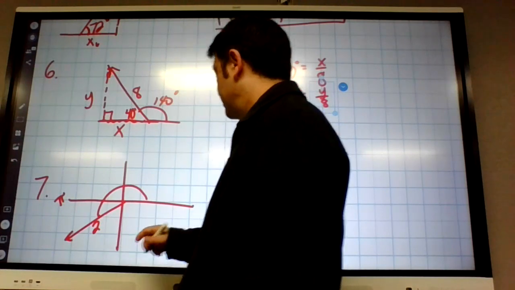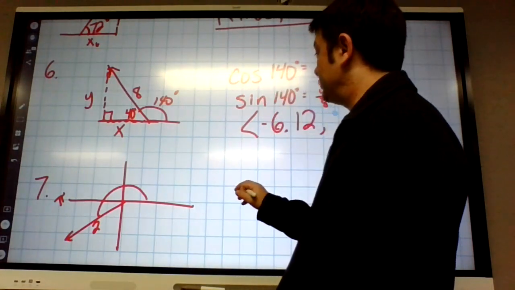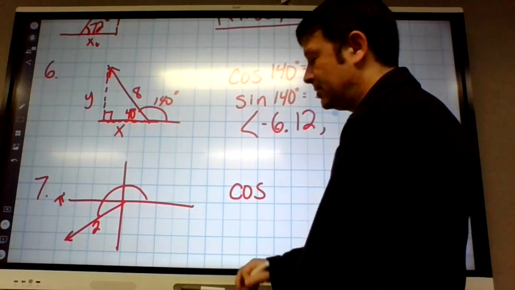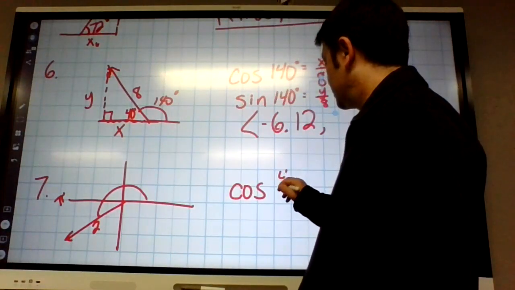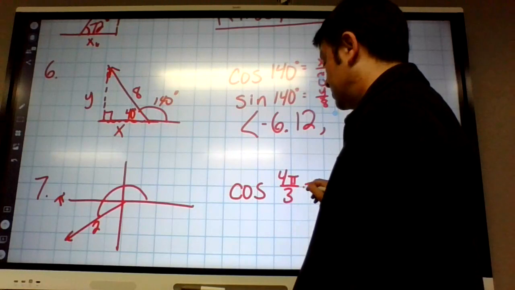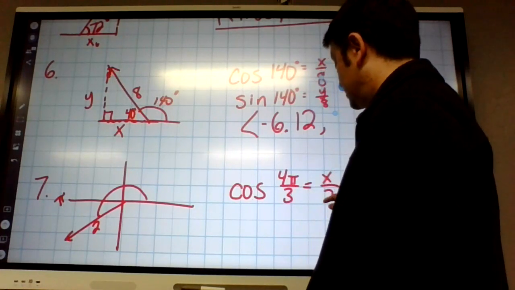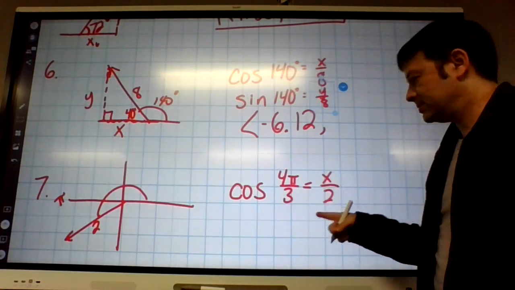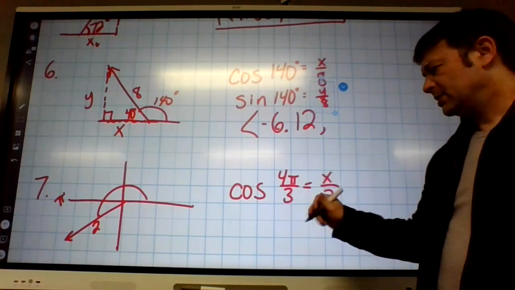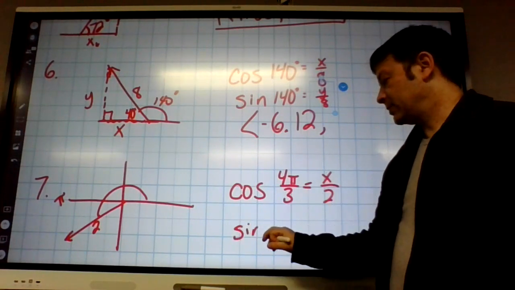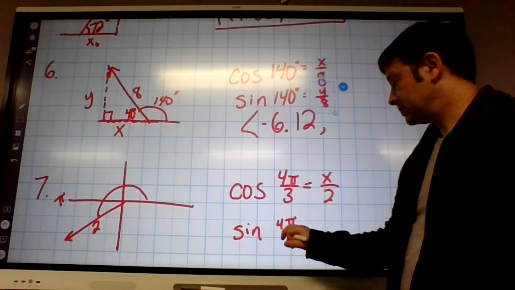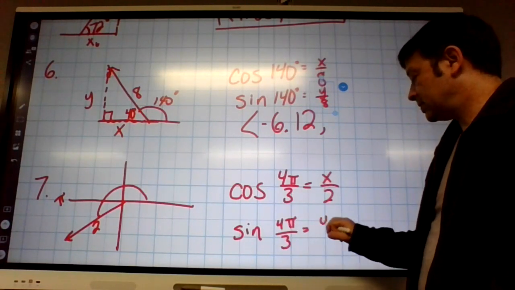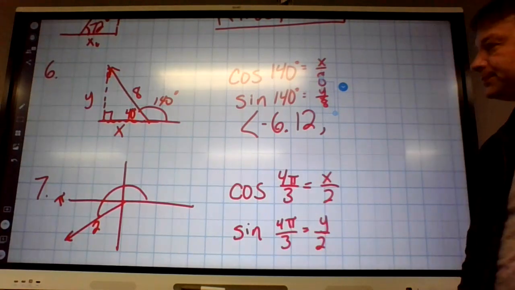It's 2 in length. But it doesn't really matter. You still use the same thing, but you do need to change your calculator to radians. Cosine of 4 pi over 3 should equal x over 2. So you just change it to radians. Do that times 2 for the x coordinate. And this one is for the y coordinate.